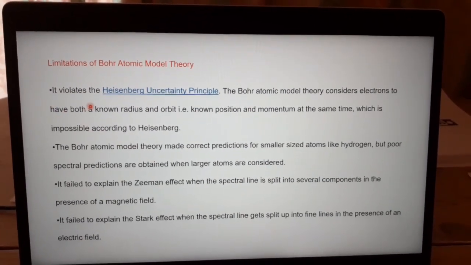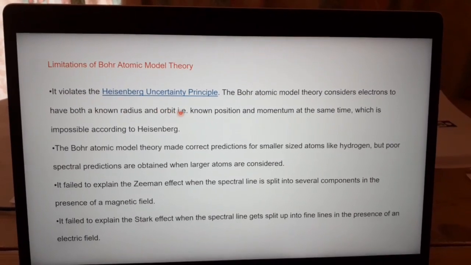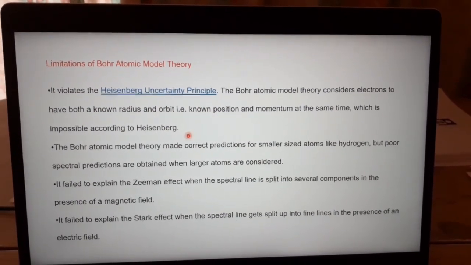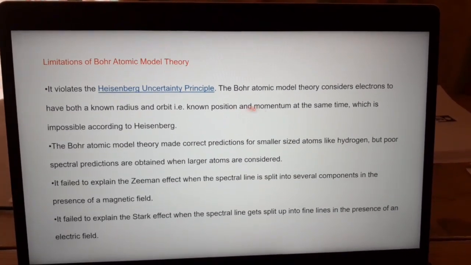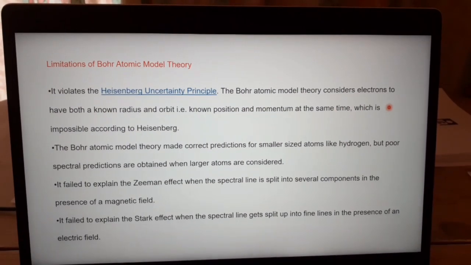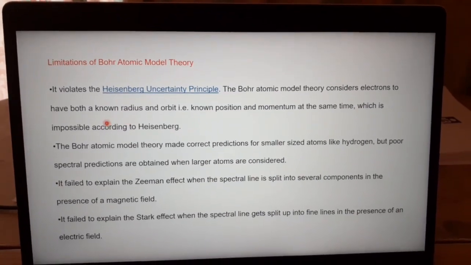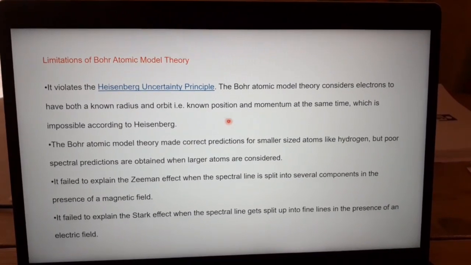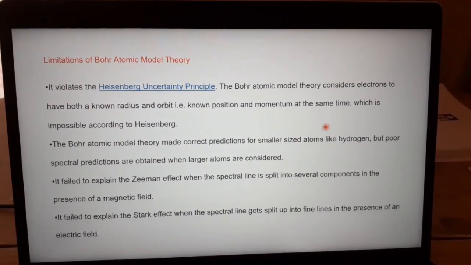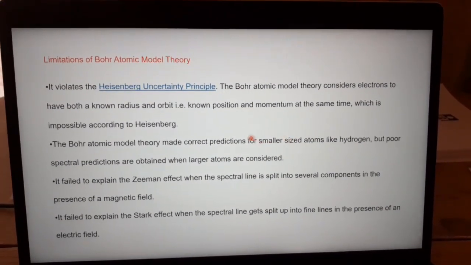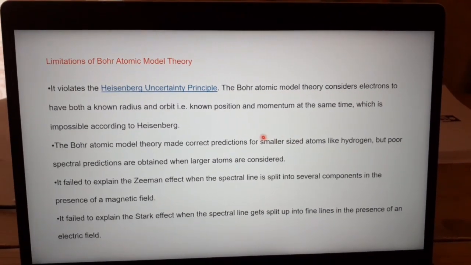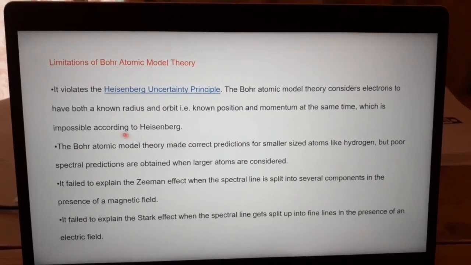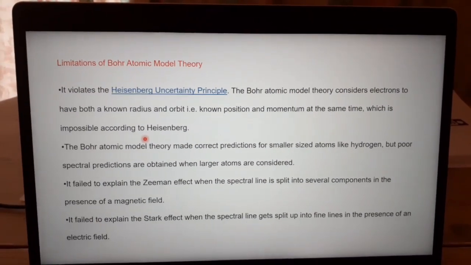Basically Bohr's model violates the Heisenberg uncertainty principle. This uncertainty principle I'll discuss later in this video. The Bohr atomic model theory considered that electrons have only a known radius or orbit, and at the same time that the position and momentum of the electron are predictable, or that you can know the momentum and position of the electron, which is basically impossible according to Heisenberg's theorem.